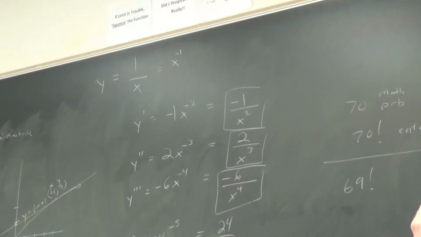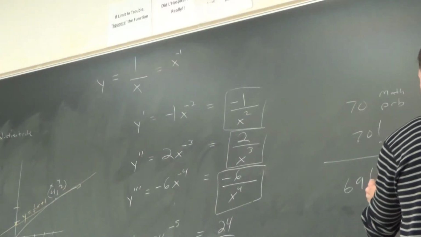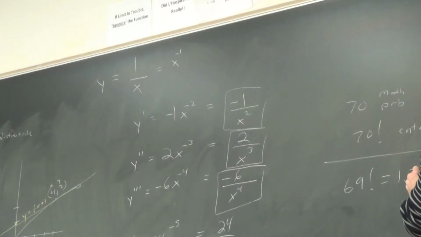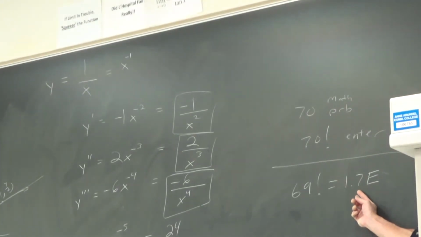Because that's 70 times 69 times 68 times 67 times 66 times... It's huge. 69 factorial will calculate it. All right, how big is it? 1.7 times 10 to the 98, and way at the end of that, 1.7 point something, blah, blah. Look at this thing.